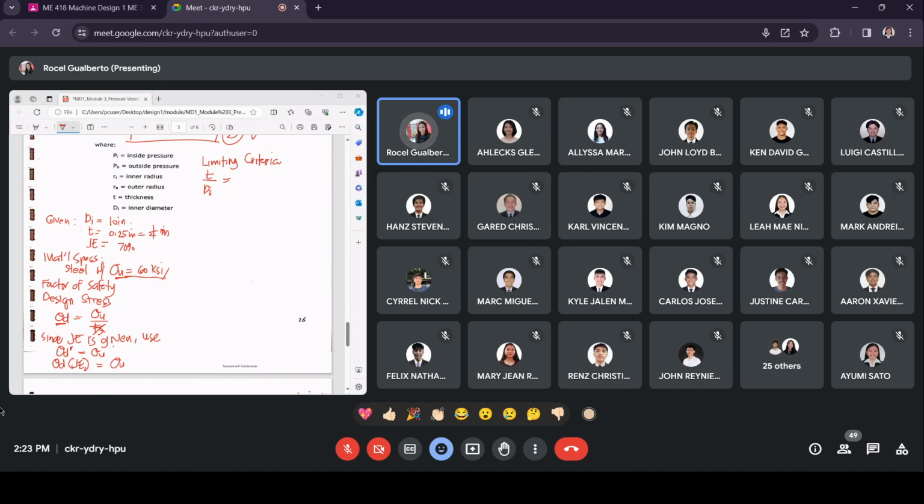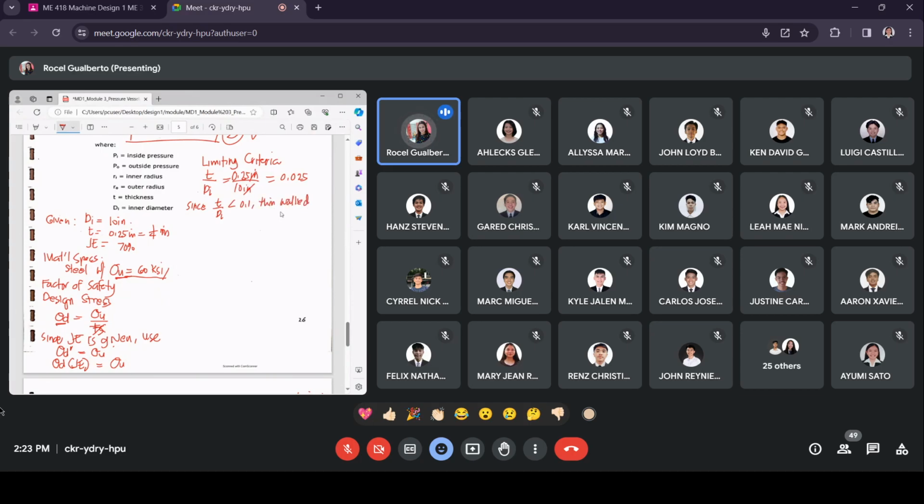So what is the value for the limiting criteria? Thickness is 0.25 of an inch divided by inside diameter of 10 inches. So you cancel this out, and this is equal to 0.025. Is it correct? Yes, ma'am. So since your T over D sub I is less than 0.1, then it is a thin wall.